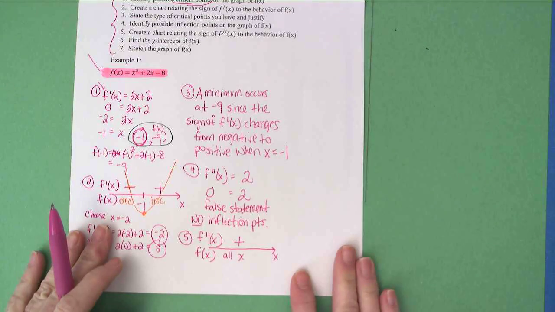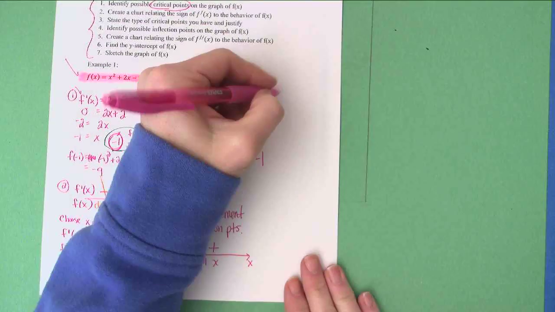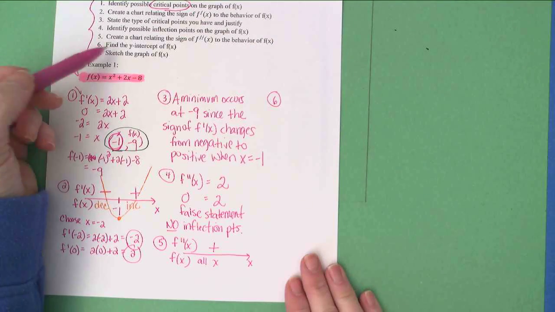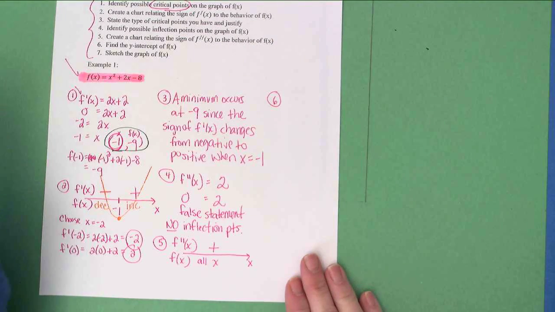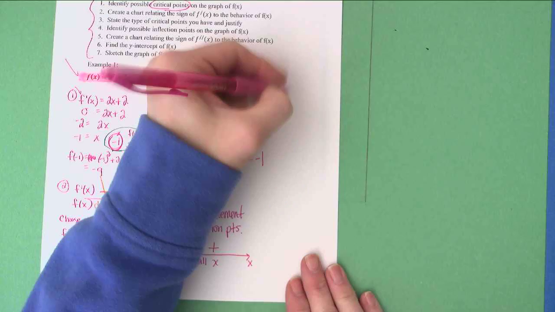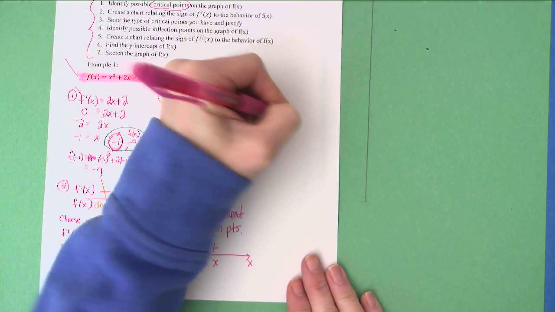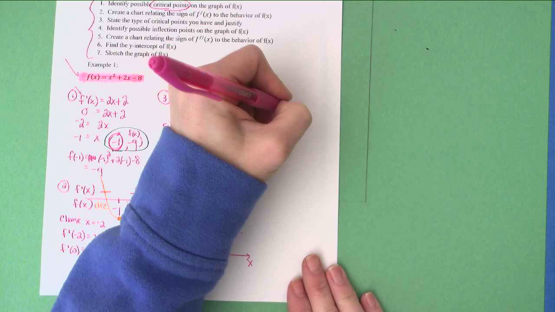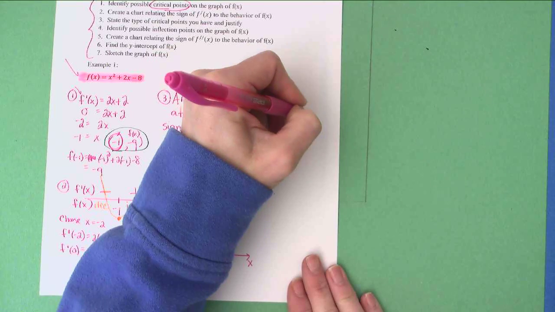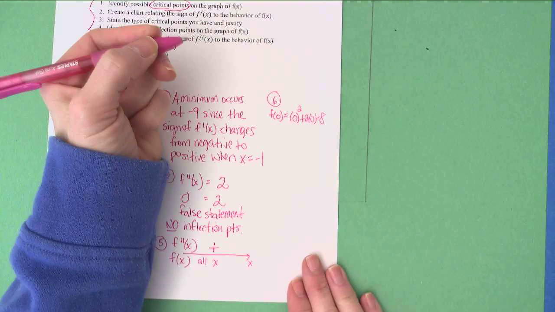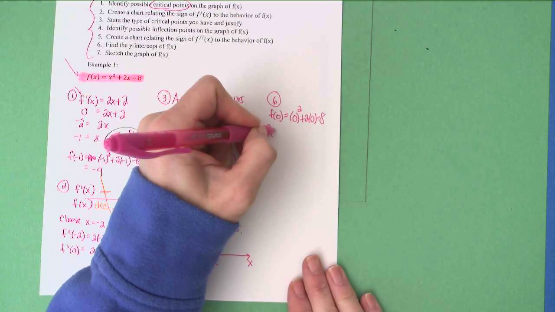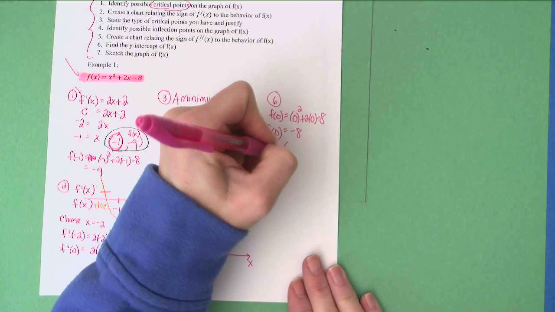Excellent. Okay. Number 6. Number 6 says find the y-intercept of f of x. Well, that's easy to do. The y-intercept is just given by f of 0. So going back to the original function, f of 0 would be 0 squared plus 2 times 0 minus 8, or just negative 8. So y-intercept 0, negative 8.